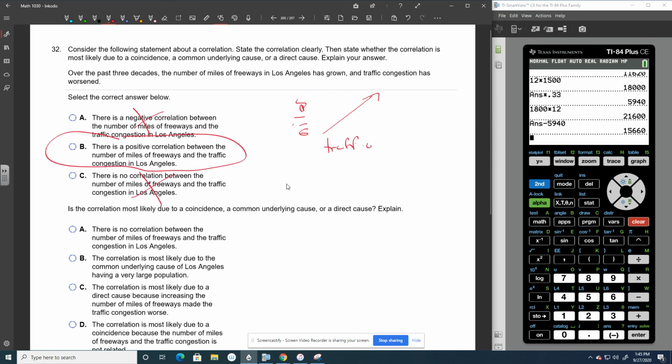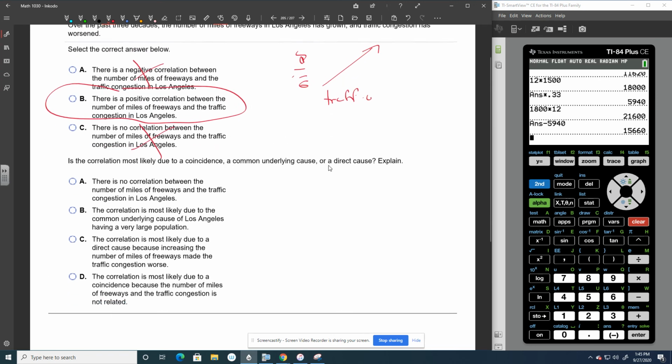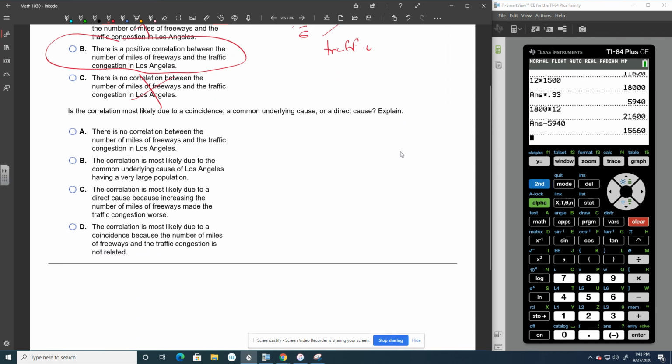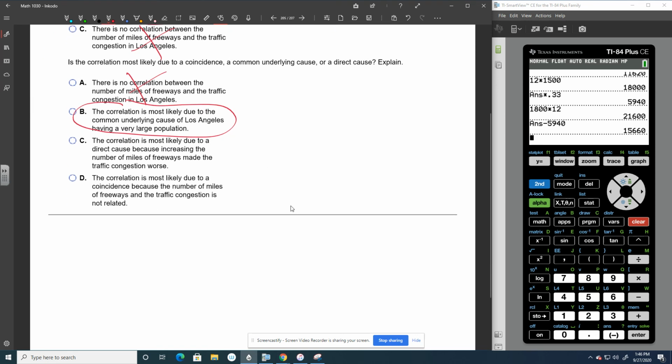Is it likely due to coincidence, a common underlying cause? The fact that there's more freeways, does that cause there to be more traffic? No. The other way around, does more traffic cause more freeways? No. But I would say that there's a common underlying factor: there are more people in LA, and that's requiring more miles of freeway and more traffic. That would be my argument. So I wouldn't say there's no correlation. I would say that there is, but it's likely due to LA having a large population. There we go. That sounds good to me.